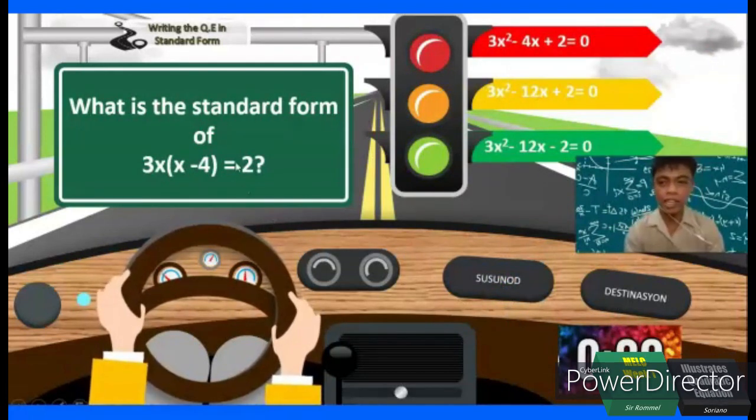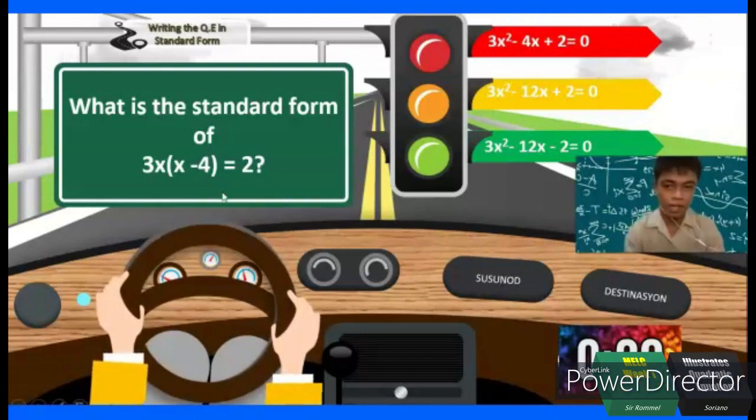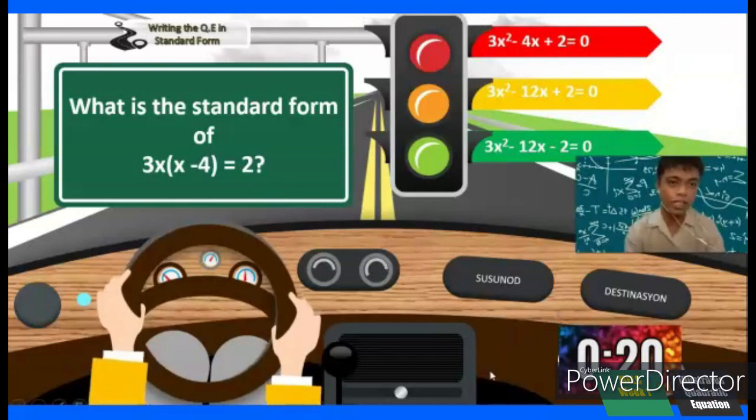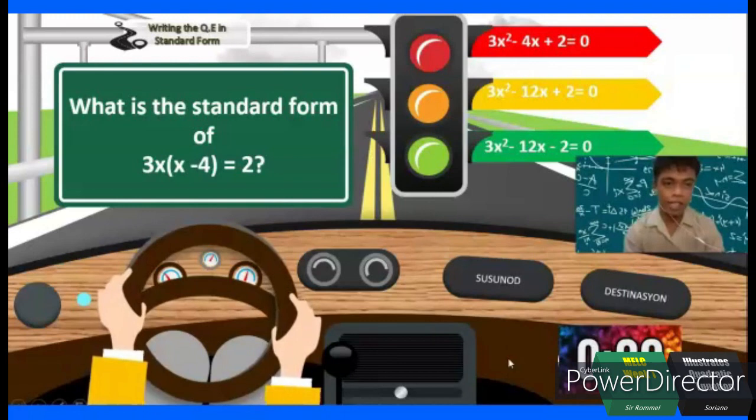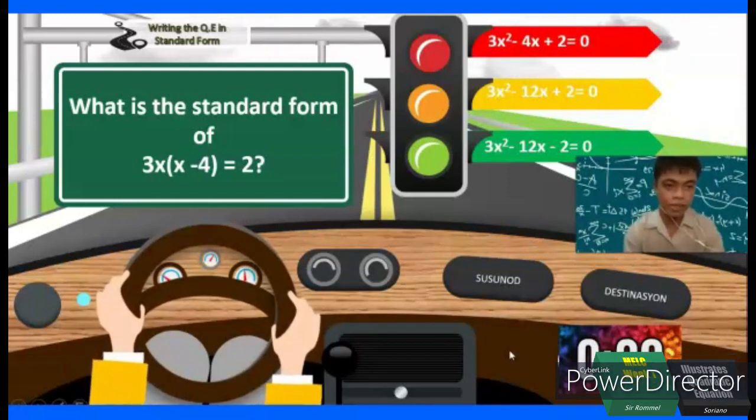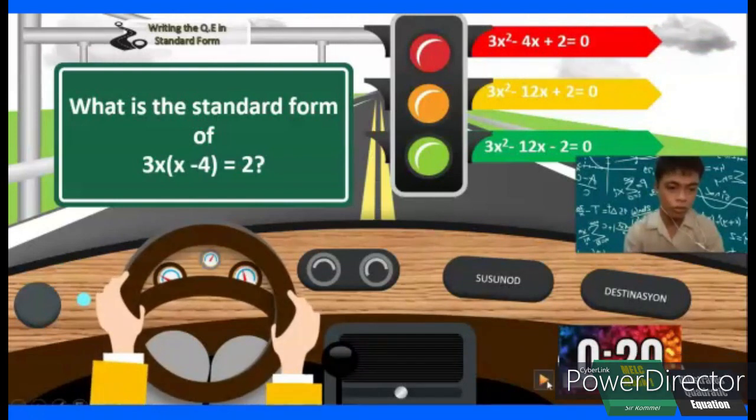What is the standard form of 3x times the quantity of x minus 4 equals 2? Sa red ba? 3x squared minus 4x plus 2 equals 0. Sa yellow ba? 3x squared minus 12x plus 2 equals 0. Or sa green, 3x squared minus 12x minus 2 equals 0. Okay, go!